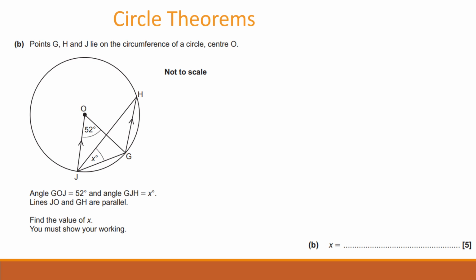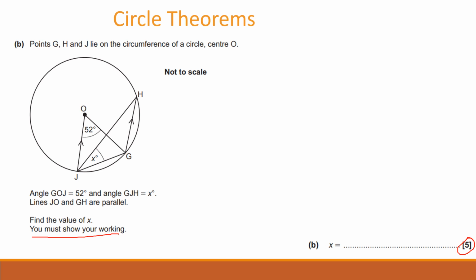Now this question is worth 5 marks in total. It also says at the bottom of the question you must show your working. If you do not show your working and you get the correct answer, or you use the wrong working out to get the correct answer, you don't get any marks for it. So you must have the correct working in order to get the full 5 marks for this question.